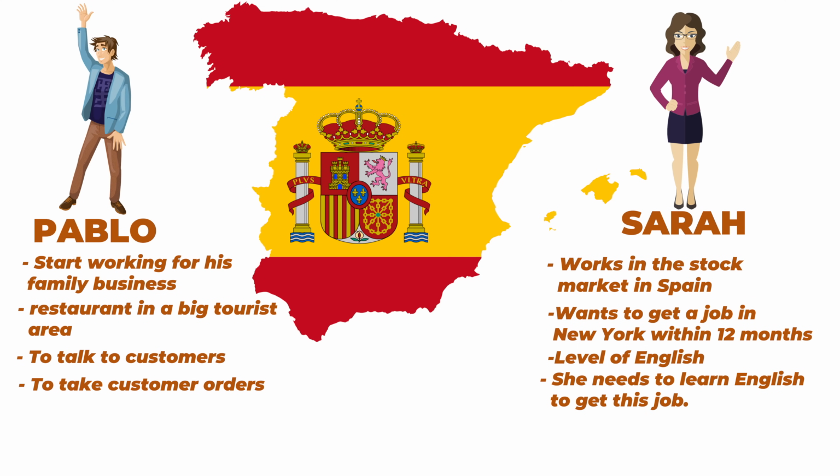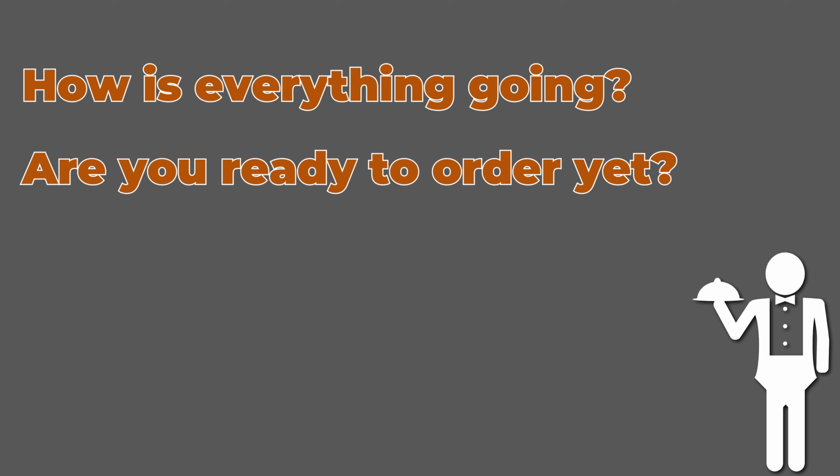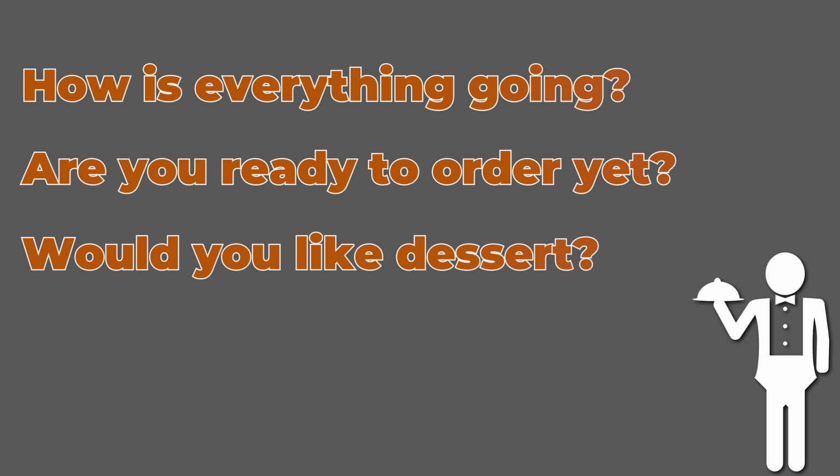So going back to our Sarah and Pablo examples, Sarah wants to learn financial English for the stock market, so she should find phrases that are specific to her, that are based on financial and business English. Whereas Pablo needs to learn the types of phrases he needs to use in a restaurant. So things like, how is everything going? Are you ready to order yet? Would you like dessert? Etc.